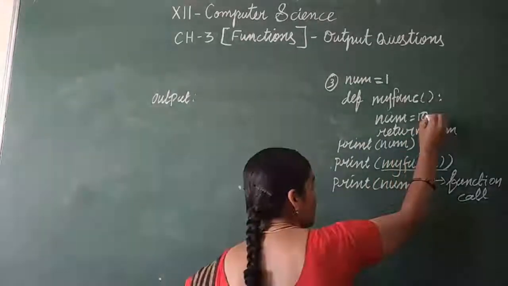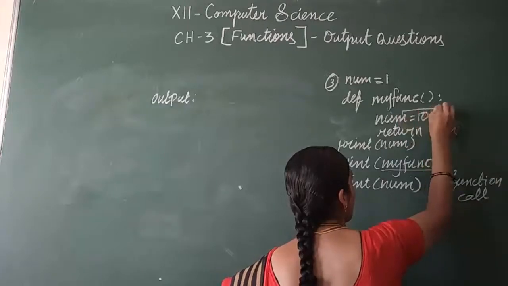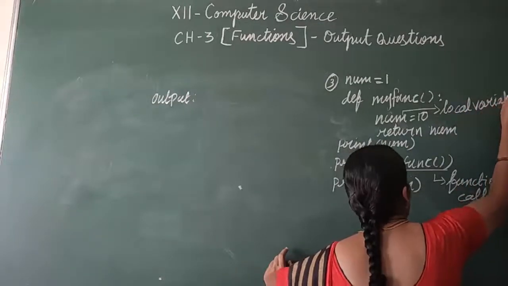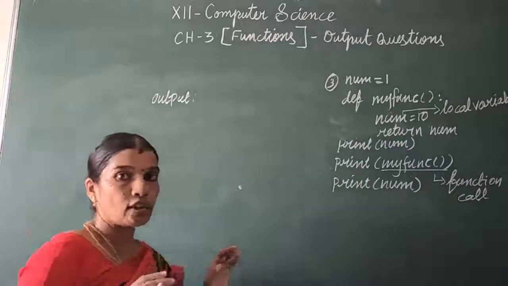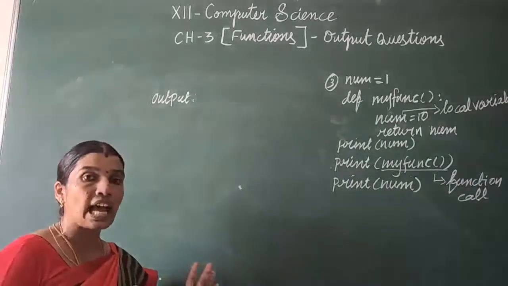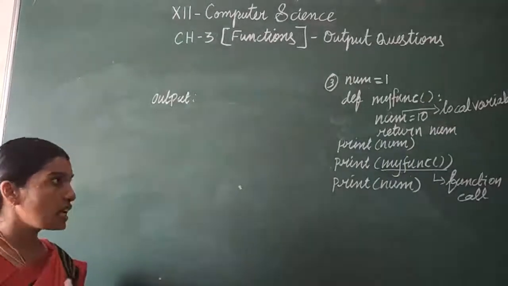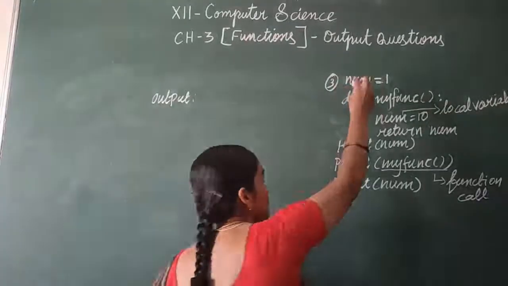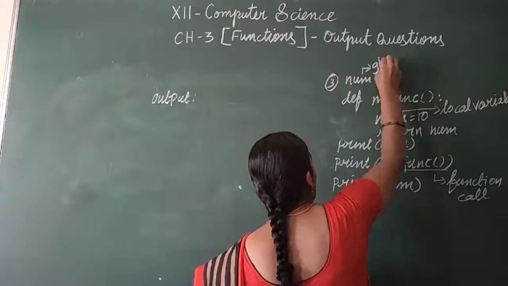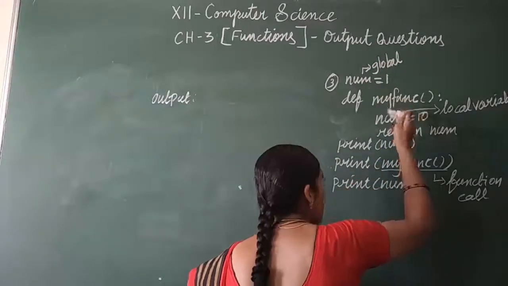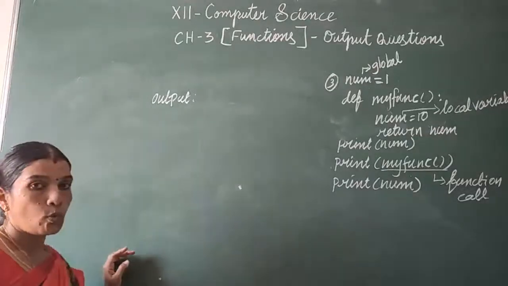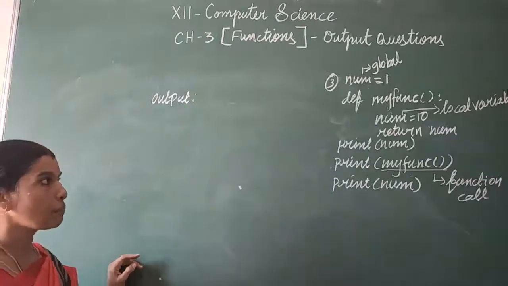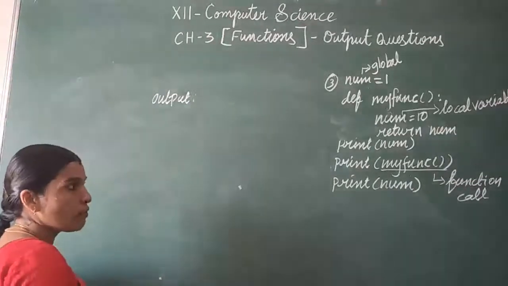This num is a local variable. So it is alive inside the function definition. That is, it is alive inside the function. So outside the function it is dead. But this num is a global variable. So inside the function as well as outside the function, this global variable will be alive. Okay, I will explain. Let us see what type of output we will get.